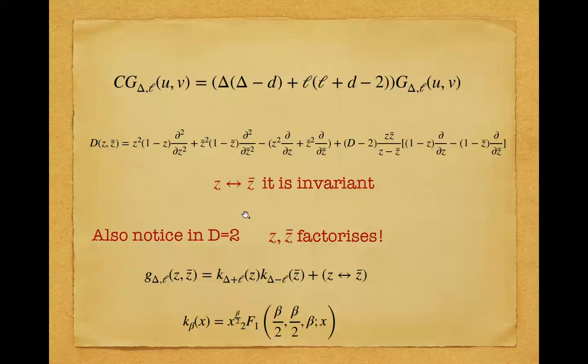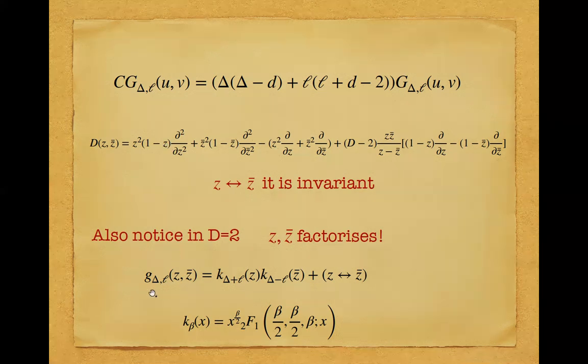There will be some boundary condition which is fixed; that comes from the OPE, but those are details you don't need to know right now. The point is that there is a second order differential equation which you can solve, and you can get the conformal blocks. One thing to notice is that this equation is invariant under the simultaneous transformation of z and z bar. Also notice that when you put d equal to 2, the z dependence and the z bar dependence completely factorize.